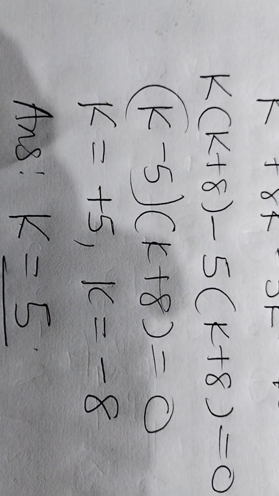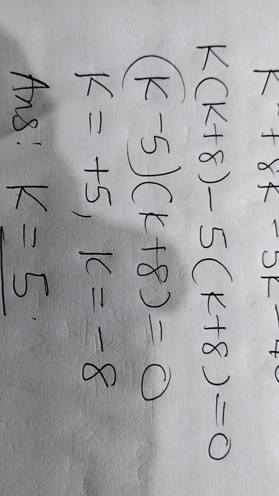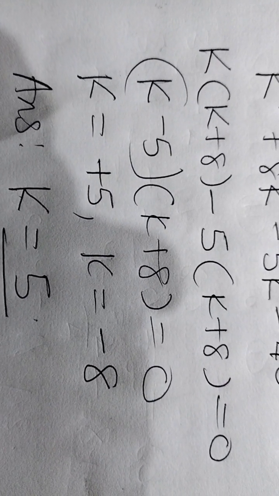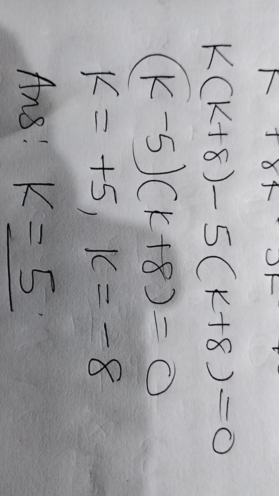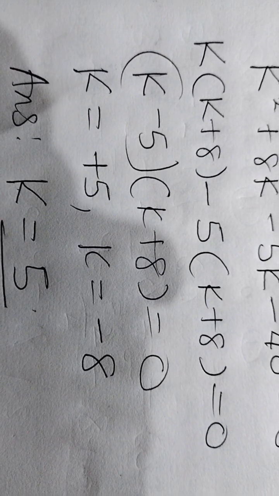Then out of the two values, k equal to 5 and k equal to minus 8, the right answer is k equal to 5 because a number base must be a positive value. So the answer to that 6a is k equal to 5.